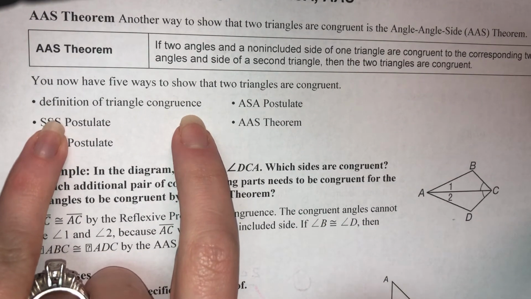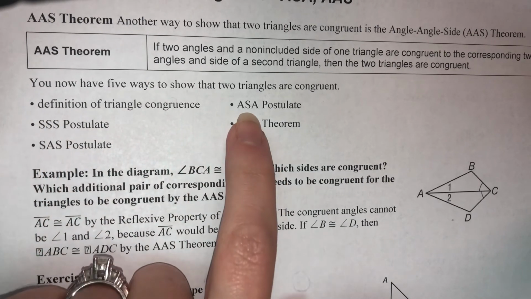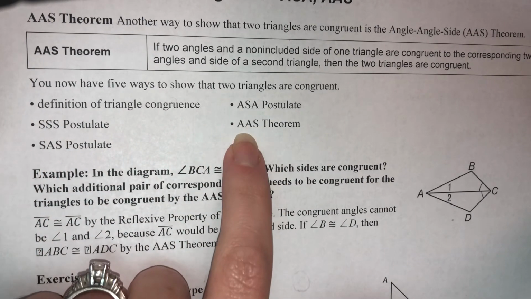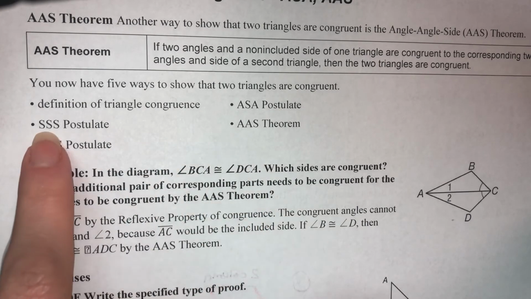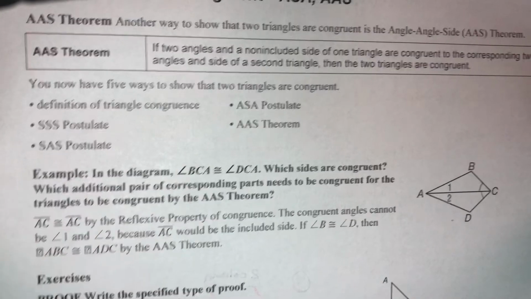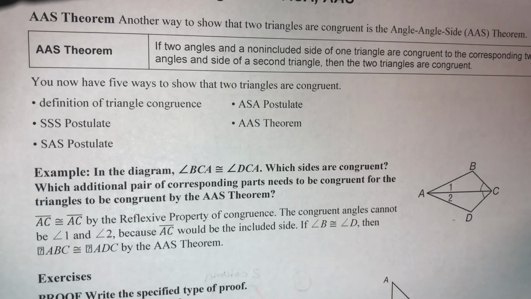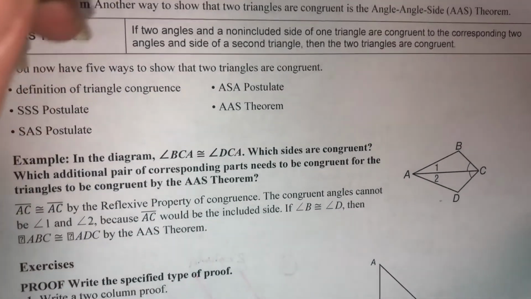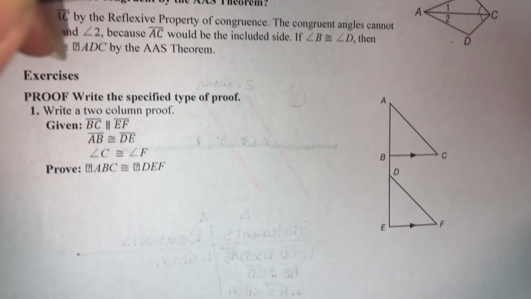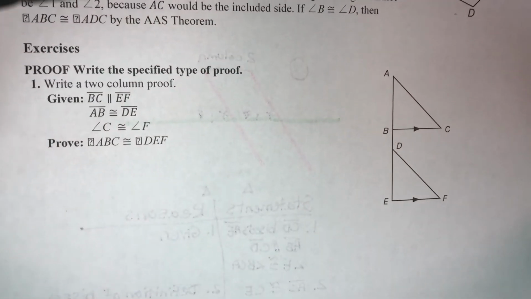That's the one we did in lesson 4-3. Also, we have angle, side, angle, and angle, angle, side. Angle, angle, side's the new one we were just about to do. Side, side, side, and side, angle, side from last time. So those are all the shortcuts. We won't be learning any more because there aren't any more. So we're going to go down here and do this proof on number 1.